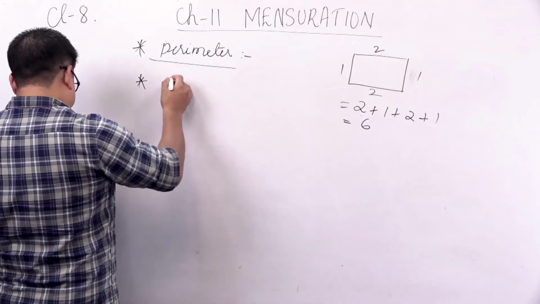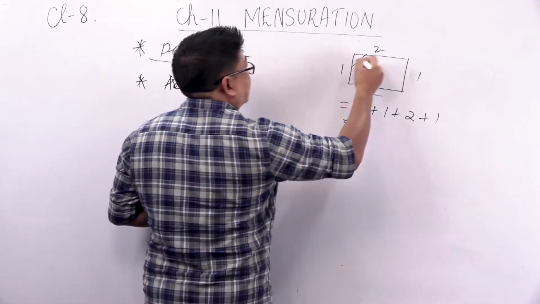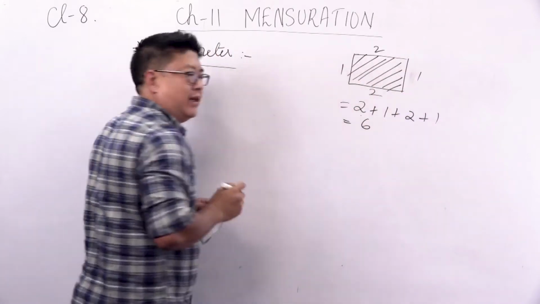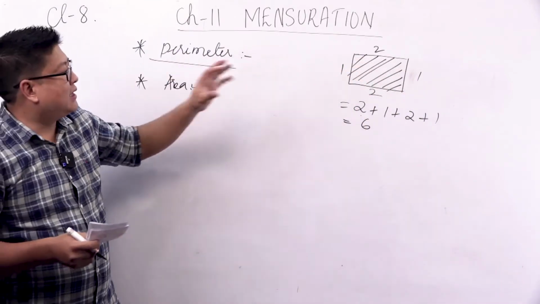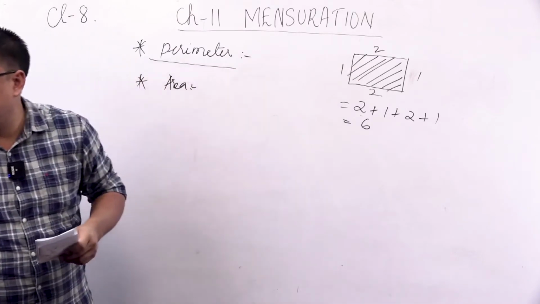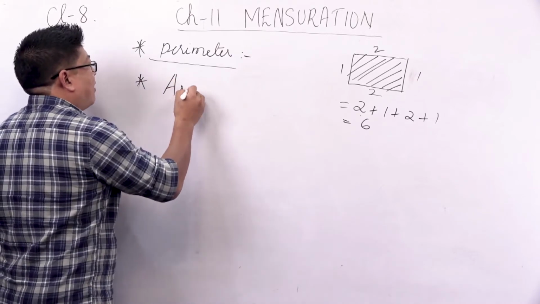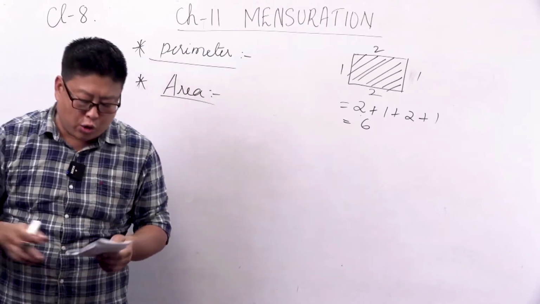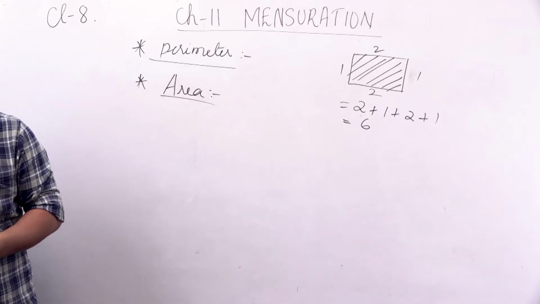Similarly, for area, area simply means the space inside this boundary, right? The space inside this boundary, and this area is found out. It has a different formula for different figures. Okay, the area has different formula for different figures. So we will do a quick recap. We will look at what we have learned so far.